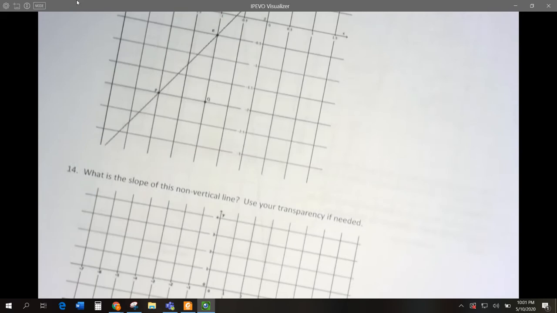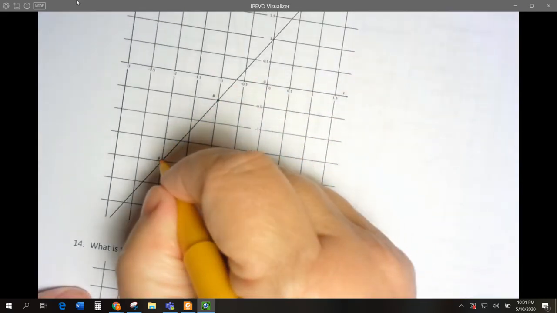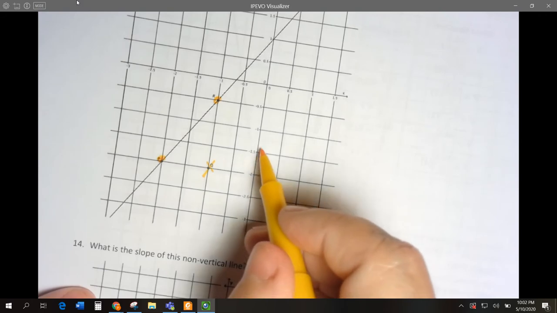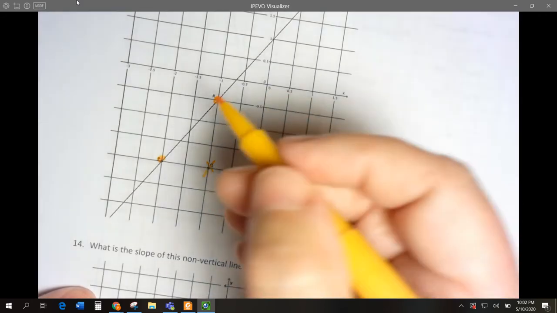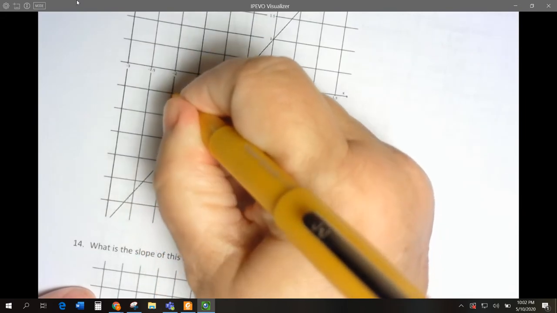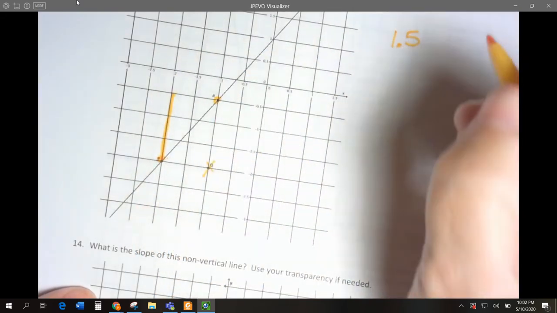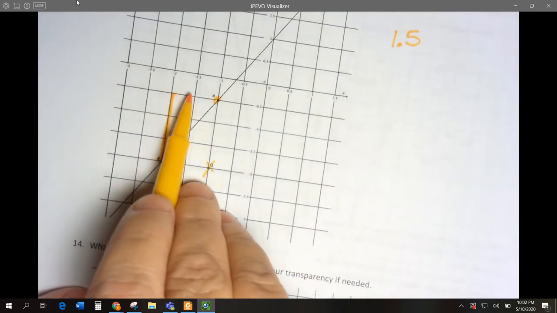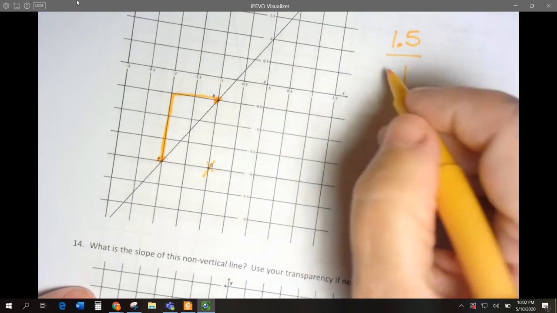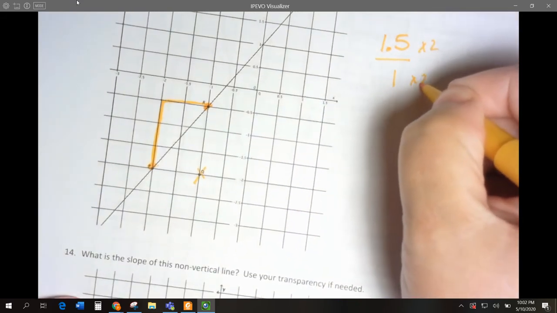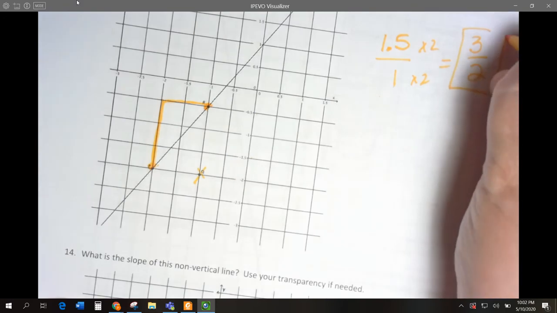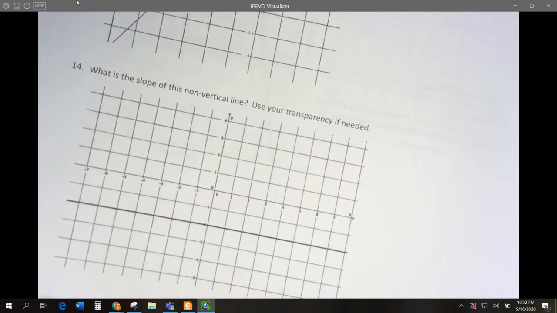Let's go to 13. Here's our P and our R. We're not going to worry about Q. So notice we're counting by 0.5s here, aren't we? So we're going up from -2 to 0.5. That's going up 1.5. Going from 2 to 1, because this is counting by 2 also, we're going over 1. Now if we want, we can multiply these by 2. We're going to get 3/2. And remember, this is positive. So positive 3/2.